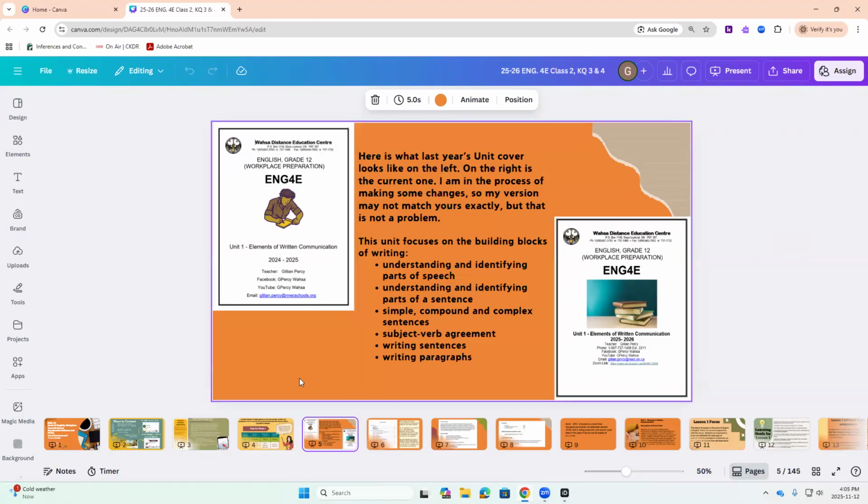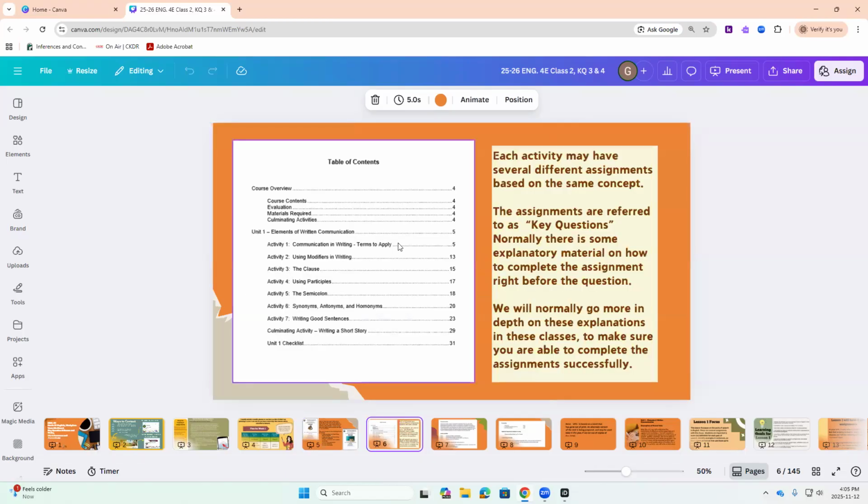This unit is really focusing on the building blocks of writing, understanding and identifying parts of speech, understanding and identifying the parts of a sentence, knowing how to write a simple sentence, compound or complex sentence, understanding how to get subject-verb agreement or pronoun antecedent agreement, and basically writing sentences and writing paragraphs. That's the main focus.